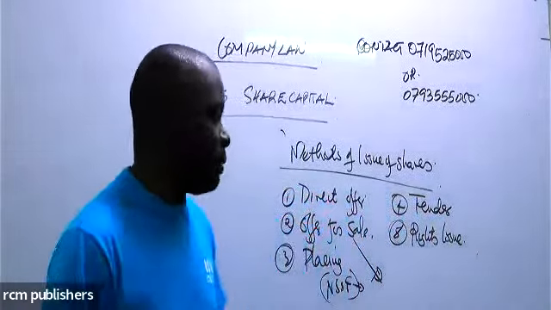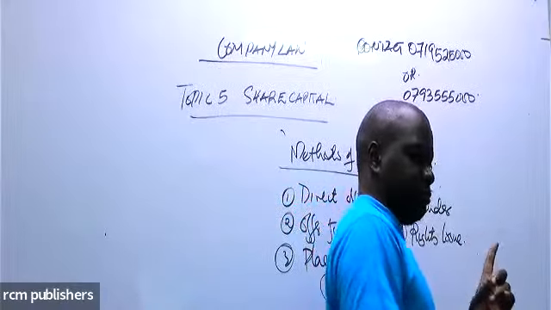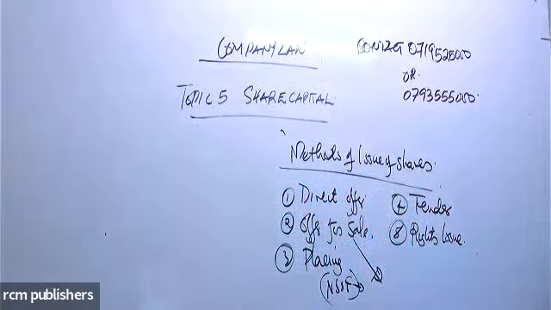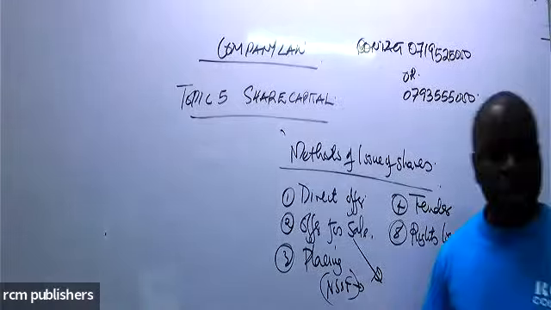So what happens under placing? They issue shares, then target investors in substantial blocks. So they convince such investors to buy the shares. So you can take us through rights issue.